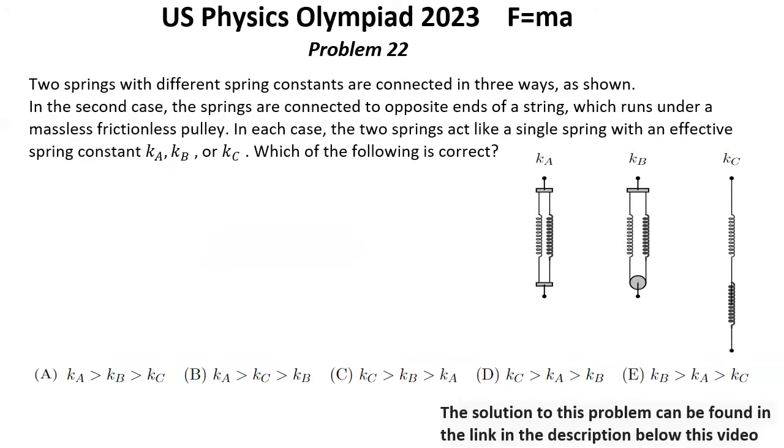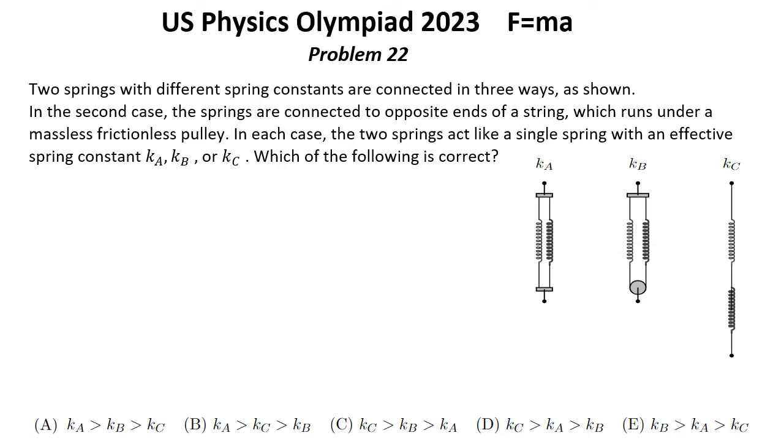That was the solution for problem number 21. Problem number 22. Two springs with different spring constants are connected in three ways as shown. In the second case, the springs are connected to opposite ends of a string, which runs under a massless frictionless pulley. In each case, the two springs act like a single spring with an effective spring constant Ka, Kb or Kc. Which of the following is correct?